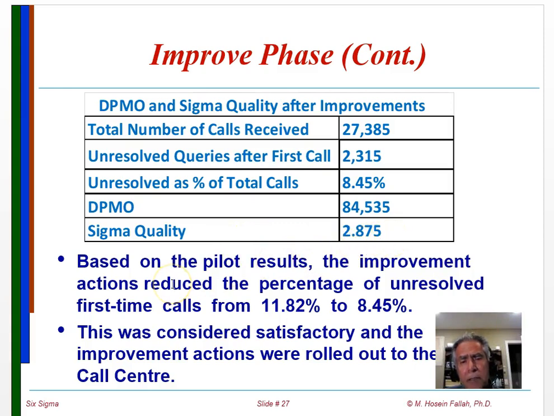So based on this pilot study result, the improvement action reduced the percentage of unresolved first-time calls from 11.8 to 8.45, over a 3% reduction in the unresolved first calls. So this was considered satisfactory. Again, as I pointed out, not every process has to go to Six Sigma. They considered that these actions were good enough at this point, and so they wanted to roll it out to the entire call center.